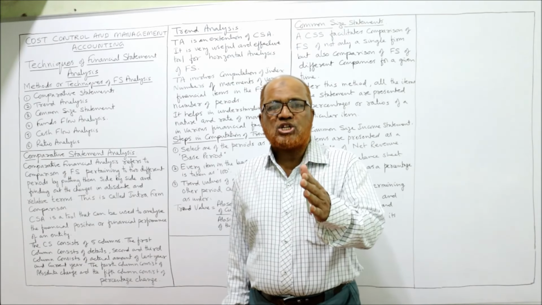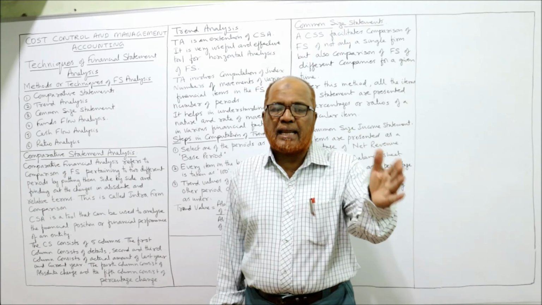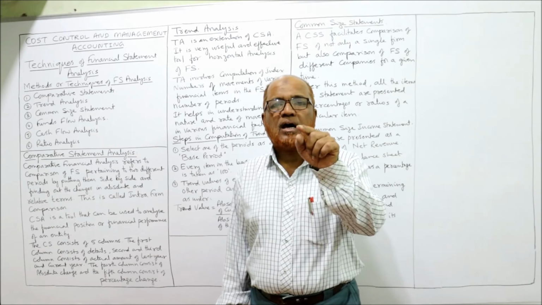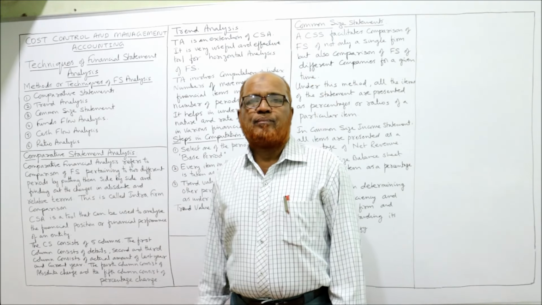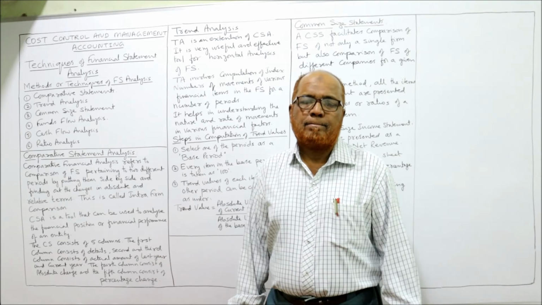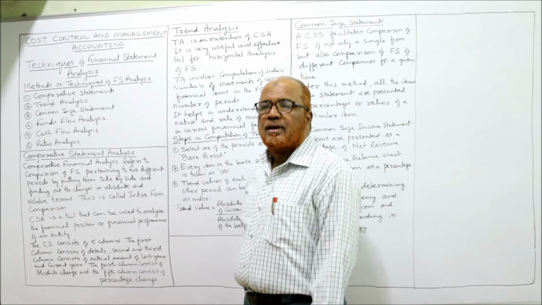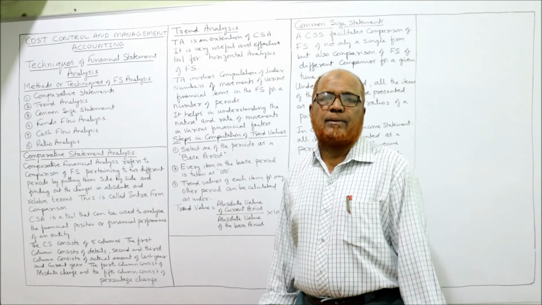Next is cash flow analysis. Next one, funds flow analysis. And the last one, ratio analysis. These are the normally six types of techniques available for analyzing the financial statements. But among these six, the first three I am going to explain to you in this chapter.